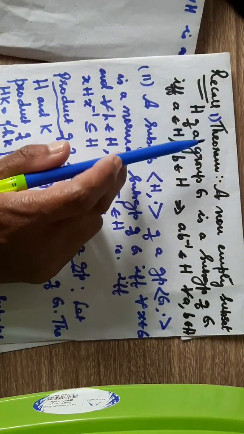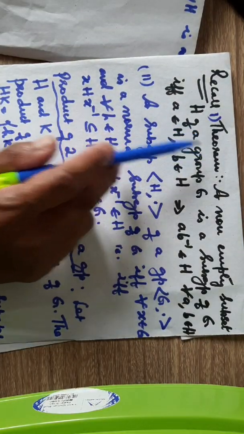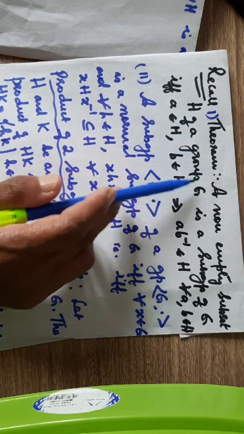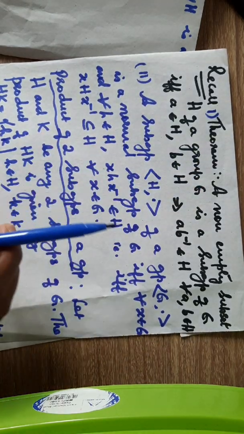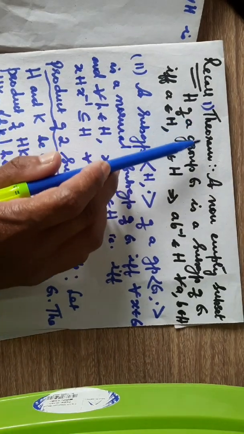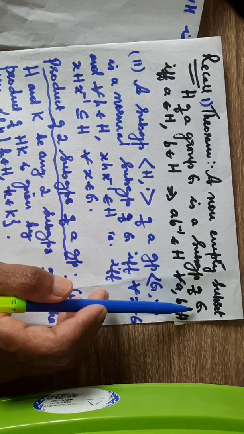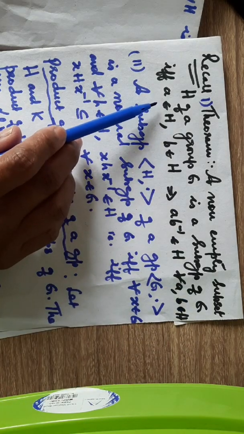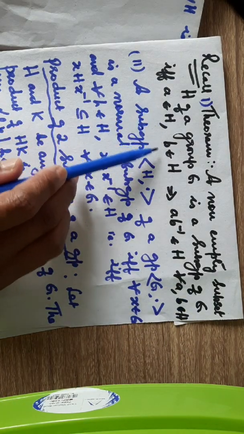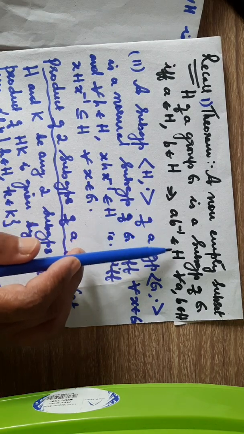Let me just recall the statement of a theorem that you have done in third semester. We just need to apply this theorem in proving the next theorem. So now the theorem states like this: a non-empty subset H of a group G is a subgroup of G if and only if for every a and b belonging to H, it implies that ab inverse should belong to H.